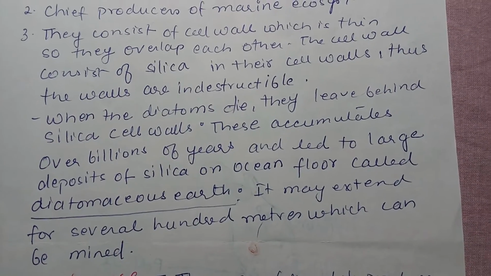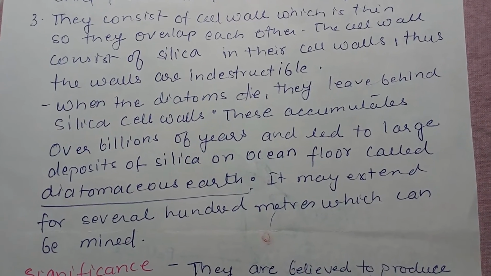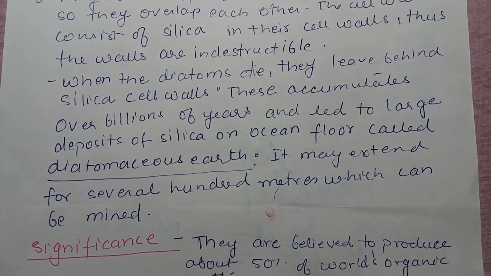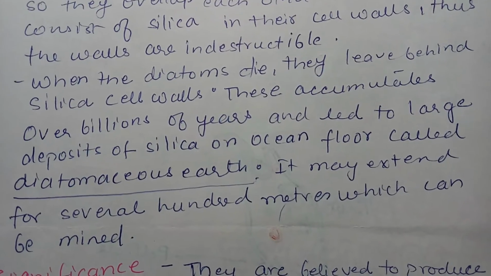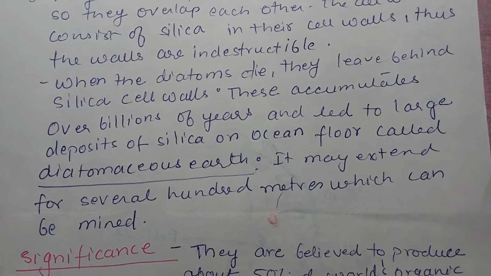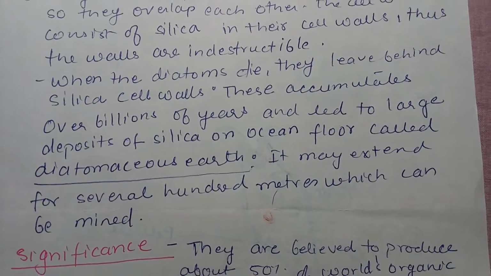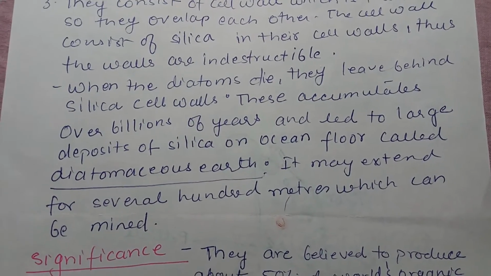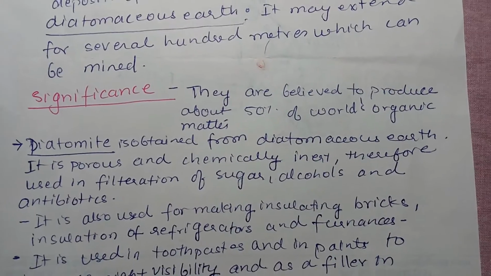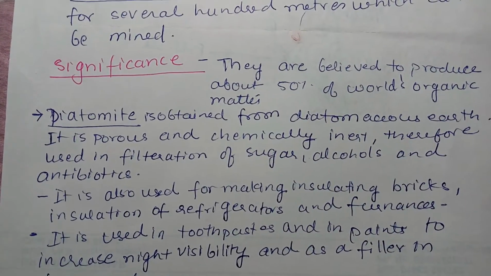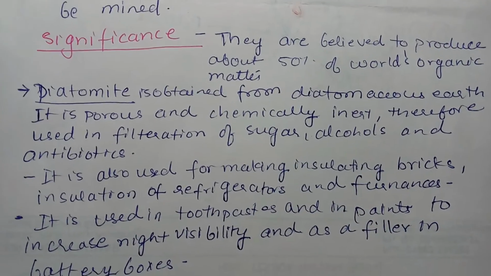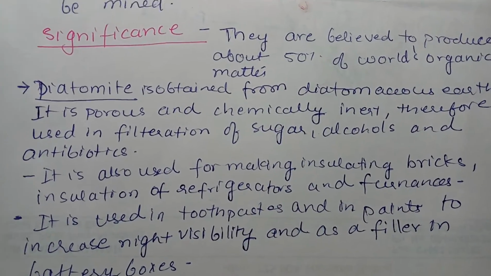When the diatoms die, they leave behind the silica cell wall. These accumulate over millions of years and lead to large deposits of silica on the ocean floor called diatomaceous earth. It may extend for several hundred meters, and can be mined. Let's see the significance. They are believed to produce about 50% of the world's organic matter just by doing carbon dioxide fixation.